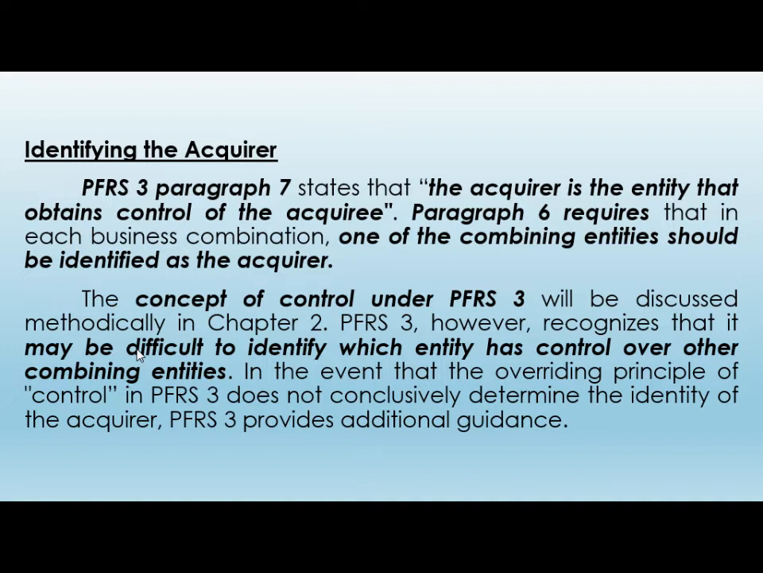The concept of control under PFRS 3 will be discussed methodically in Chapter 2. PFRS 3, however, recognizes that it may be difficult to identify which entity has control over the other combining entities. In the event that the overriding principle of control in PFRS 3 does not conclusively determine the identity of the acquirer, PFRS 3 provides additional guidance. So ano tong mga guidance na to?